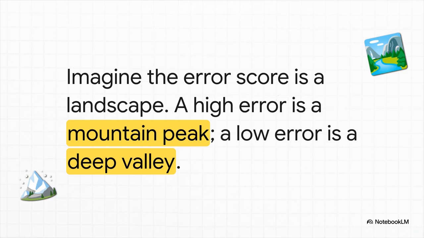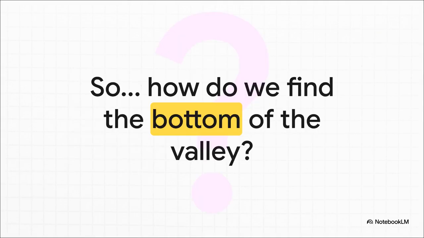Let's use an analogy. Imagine that all the possible error scores form a giant 3D landscape. High error scores are like the peaks of tall mountains, and low error scores are the bottoms of deep valleys. Our one and only goal? Find the absolute lowest point in that entire landscape. So how do we find the bottom of the valley?